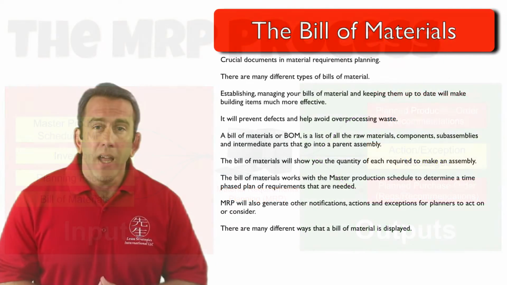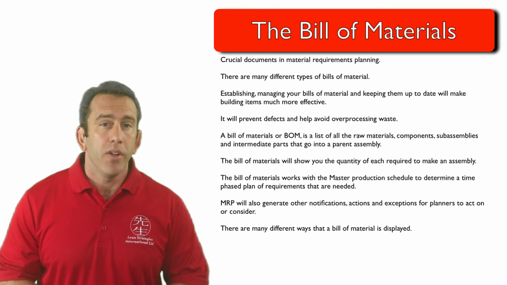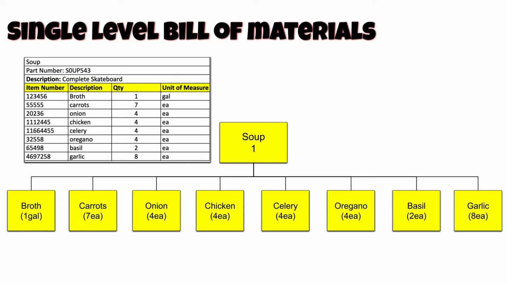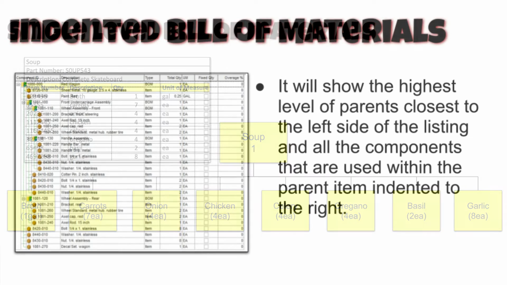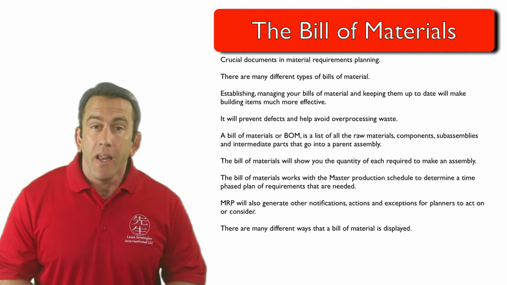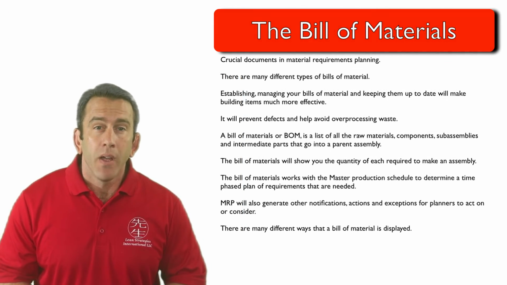There are many different ways that a bill of materials is displayed. Some examples are the single level bill of material, indented bill of material, and modular or planning bills of material. Let's look a little closer at an example to gain a better understanding of the fundamental concepts involved in bills of materials.